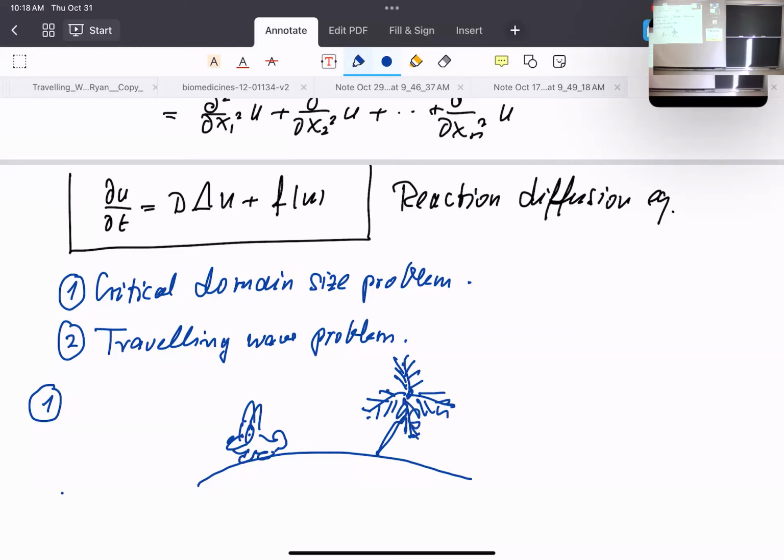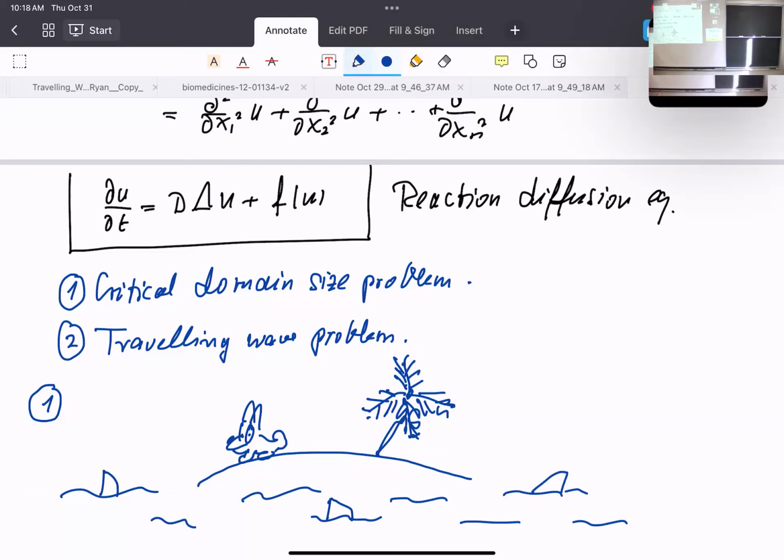So that's a tree, and this is on an island. There are hostile conditions, and it's very hostile. Here are sharks, which are swimming around, and every bunny which gets too close to the boundary will be eaten by sharks.